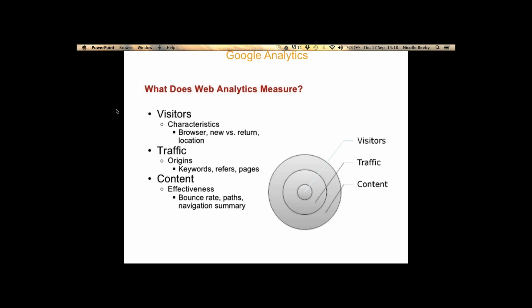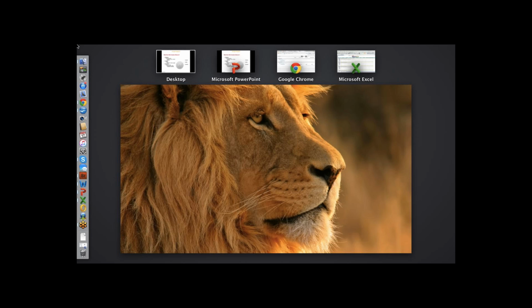So what does this web analytics measure? It measures your visitors and their characteristics, and we'll look into this in a little bit more detail in a few minutes. It looks at the traffic and their origins. So where are the traffic sources? Where is your website traffic coming from? Is it your social media? Is it SMSs? And then, of course, your content. How effective is your content? How high is your bounce rate? We'll also look at these terminologies in a few.